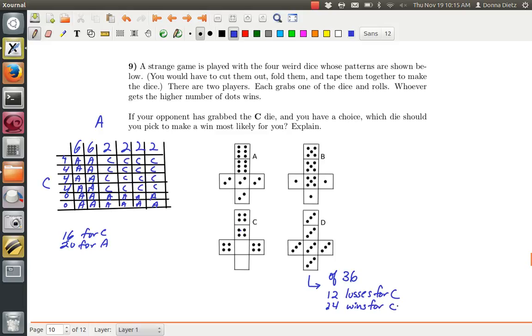So if we had created the grid, losses for C is wins for D. We're talking about wins. Wins for D. Okay.